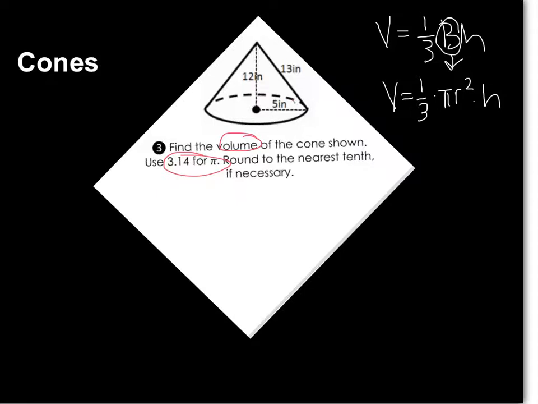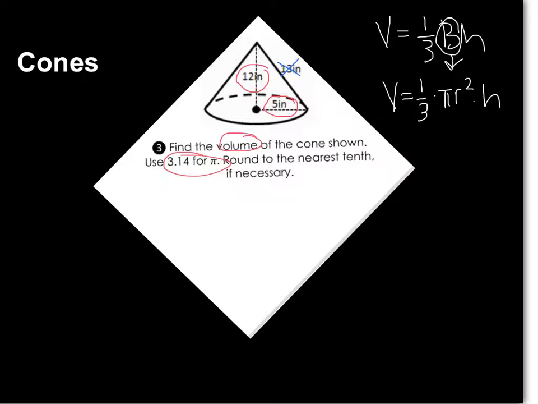Our radius is 5 inches, and the height of a cone is always from the bottom to the top in the center. This on the outside of your cone in your picture is the lateral, it's the slant height. We're not using that for our volume. You have to use the height from the bottom to the top in the center.